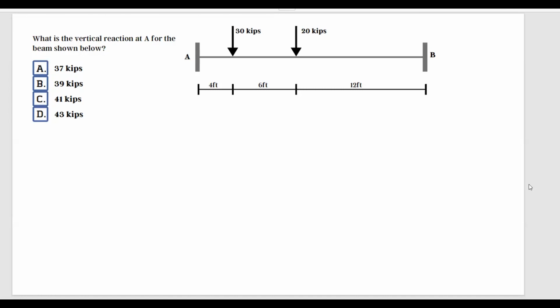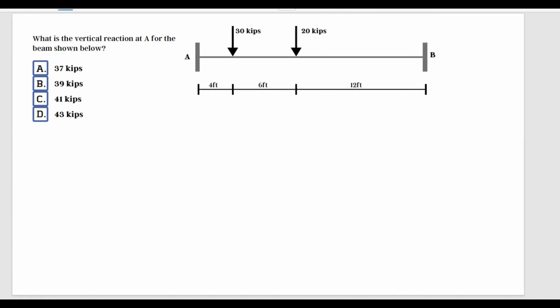As we know already, these are statically indeterminate beams because every single fixed support has three unknowns. And we have two fixed supports, which means we have six unknowns and only three equations to solve them. So we have to do something else here.